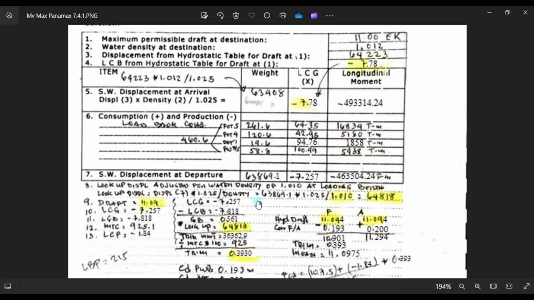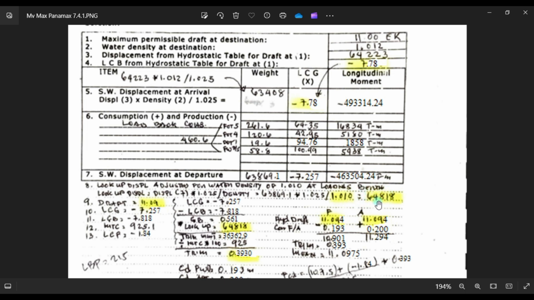So the displacement of 63869.1 multiplied by 1.025 over 1.010, in this density in Australia, this will be the value of the displacement: 64818. Okay, 64818 will be the displacement when the density is 1.010. Okay, so you apply here the density of 1.010, and this will be the value of displacement.